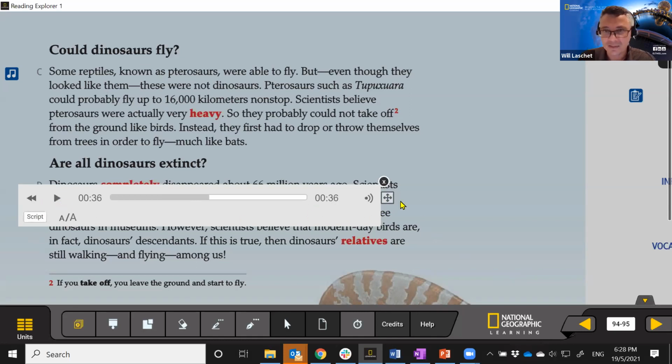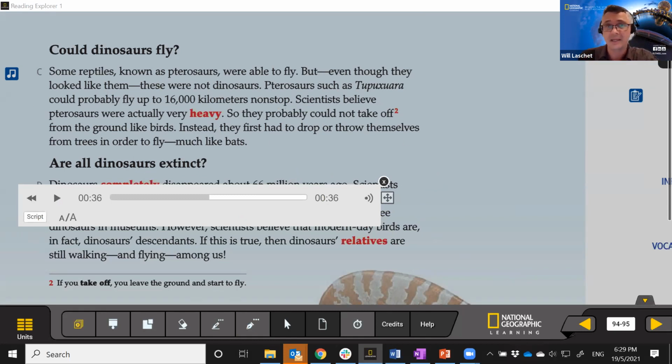Okay, there we go. Someone's put a comment. So here we go. Most of us said that dinosaurs could fly. What does it tell us here? Could dinosaurs fly? Okay, it tells us no. So there was something that could fly at this time. But no, none of the dinosaurs could fly.